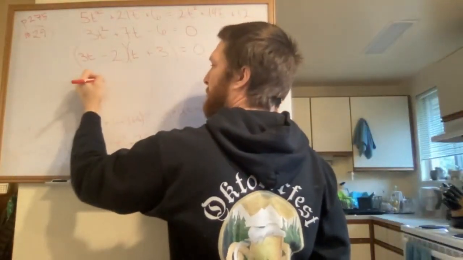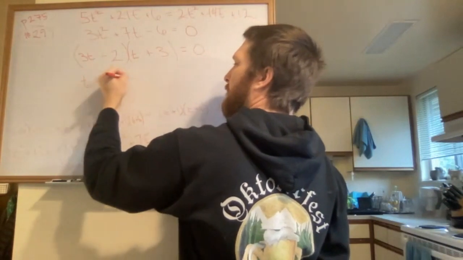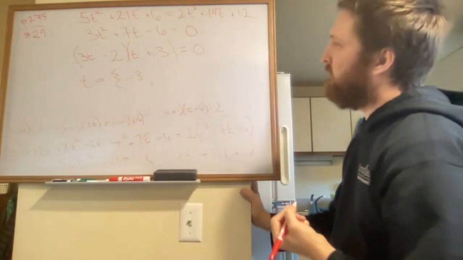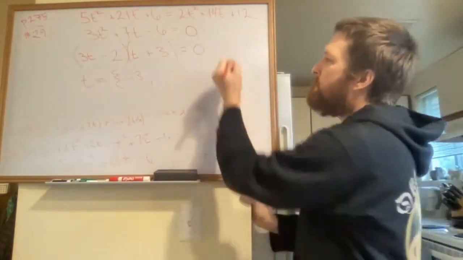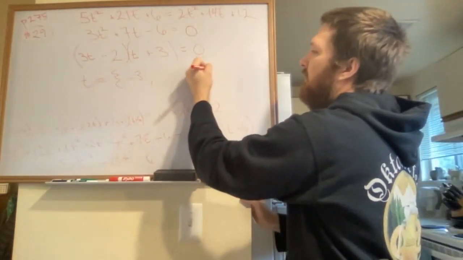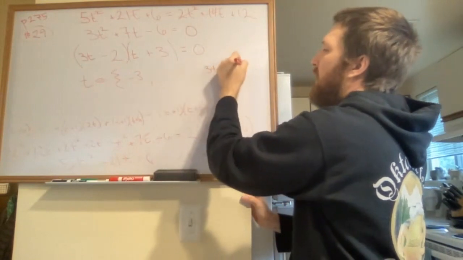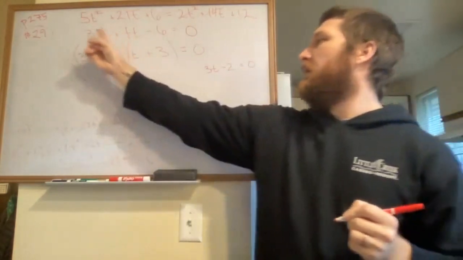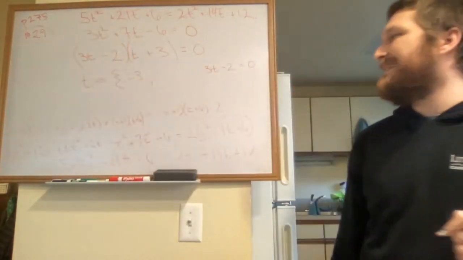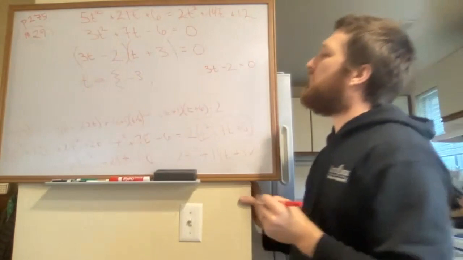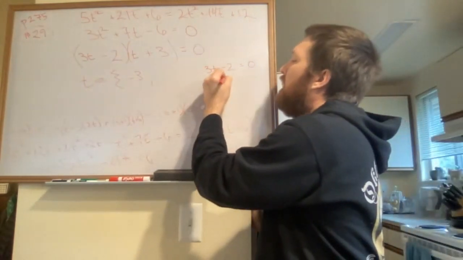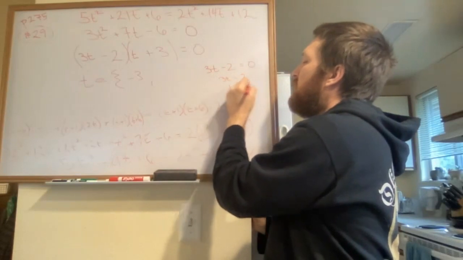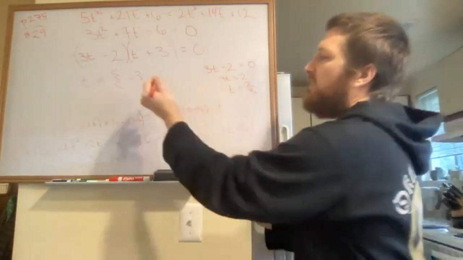Either t equals -3 or... when you're in doubt, just write it out. Because remember, that whole thing has to be 0. And now just solve that guy for t. So add 2 to both sides and divide by 3, so 2/3. T equals 2/3 would be the other one.